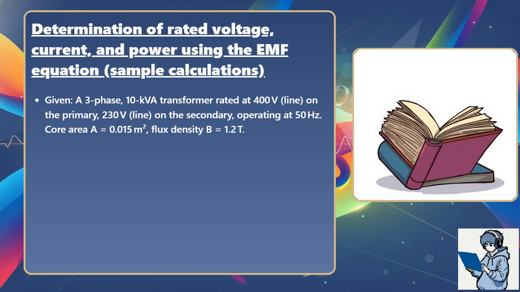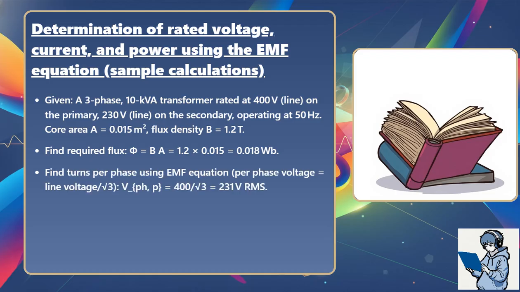Given a 3-phase, 10 kV transformer rated at 400 volts line on the primary, 230 volts line on the secondary, operating at 50 Hz. Core area A equals 0.015 square meters, flux density B equals 1.2 Tesla. Find required flux. Phi equals B times A equals 1.2 times 0.015 equals 0.018 Webers.